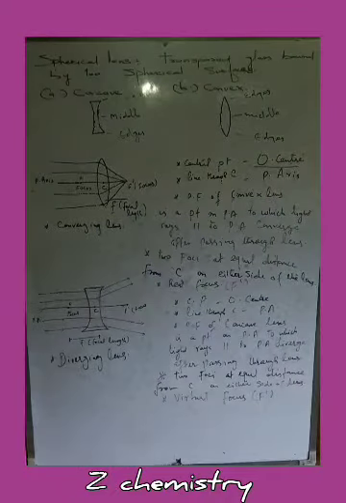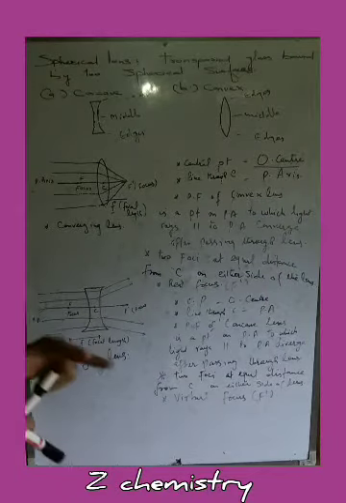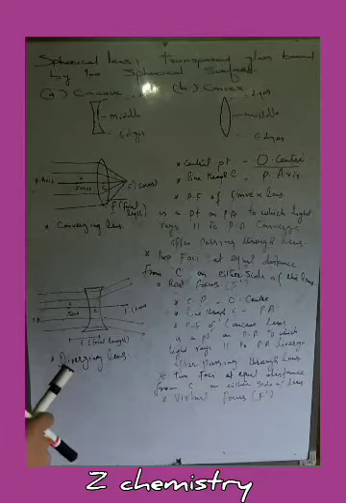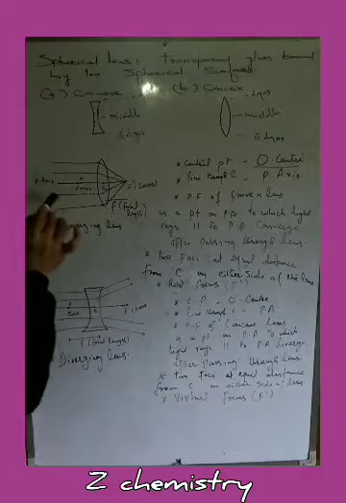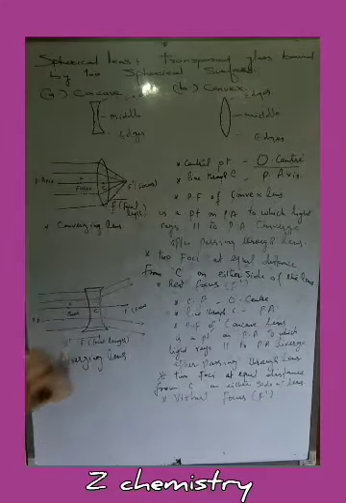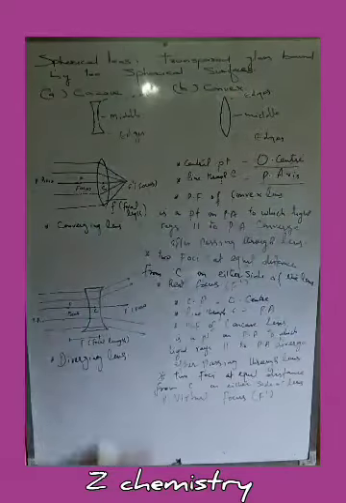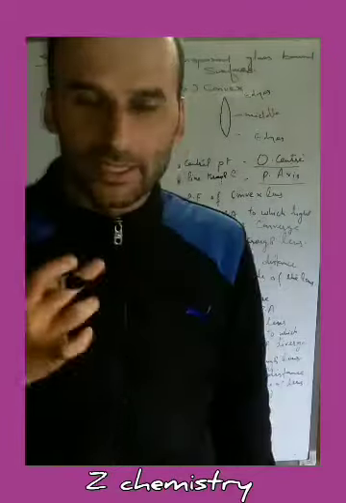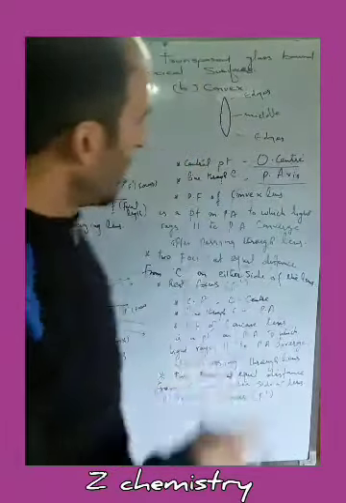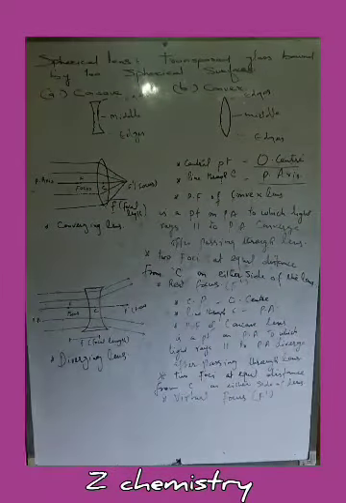When a line is drawn which goes through this optical center, that particular line is called the principal axis. A line that goes through the optical center of a lens is called the principal axis.